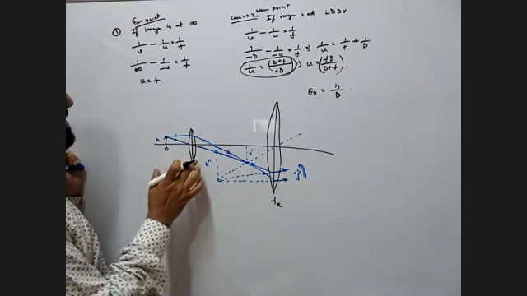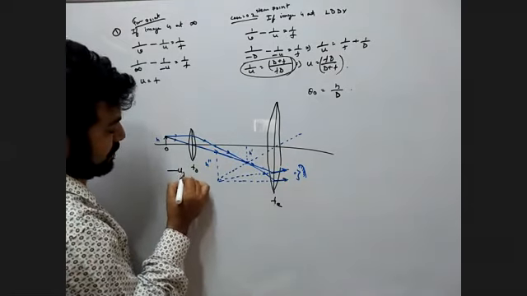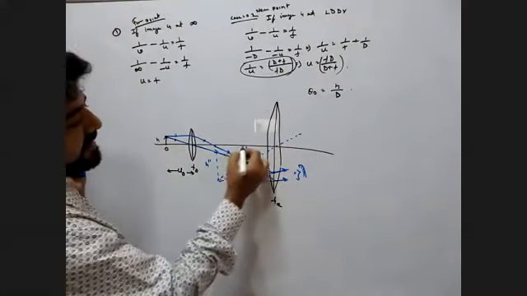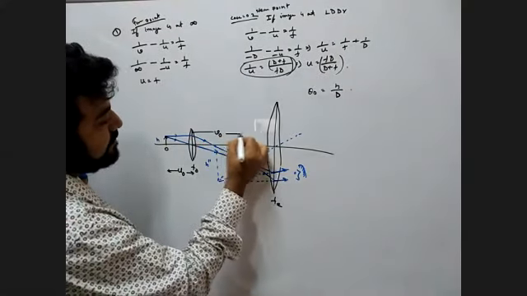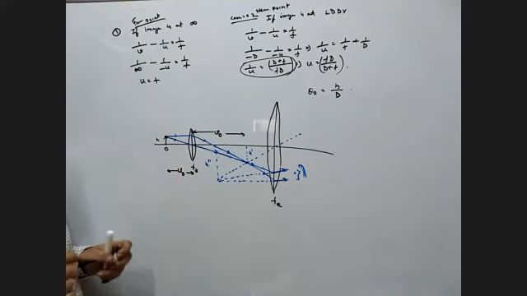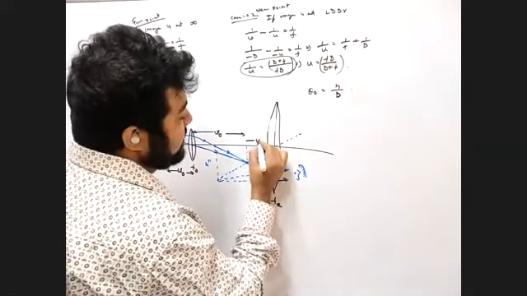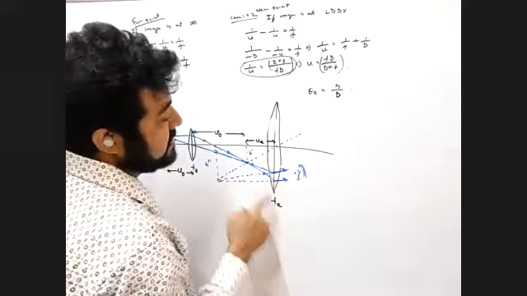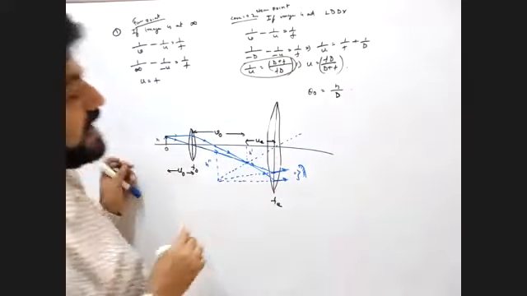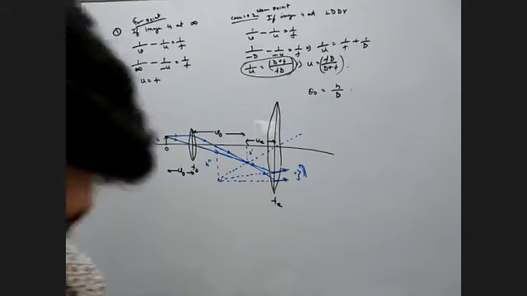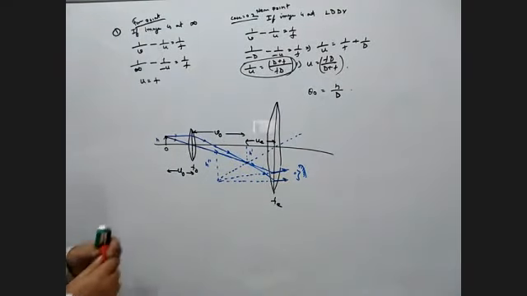So now as this is my object, so this is my object distance and this is my image distance by the objective. Yes or no? Object distance and image distance. Yes or no? Now, so obviously this one is my object distance for the eyepiece. Object distance for the eyepiece.